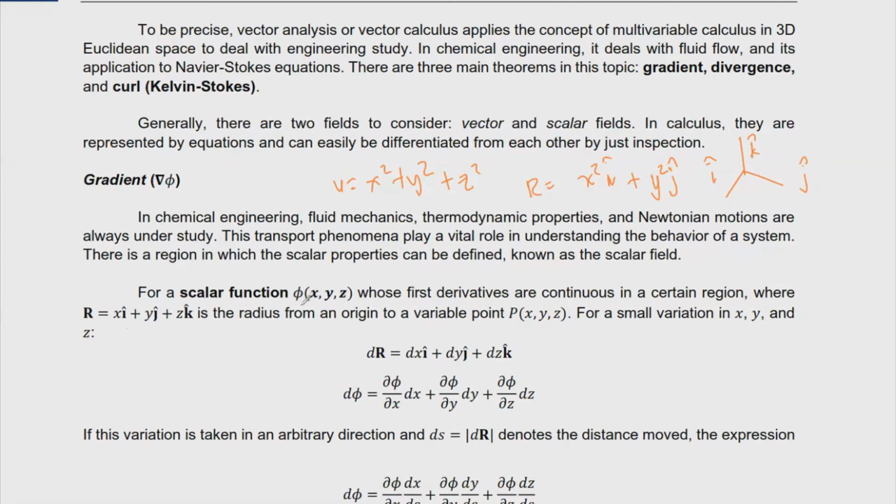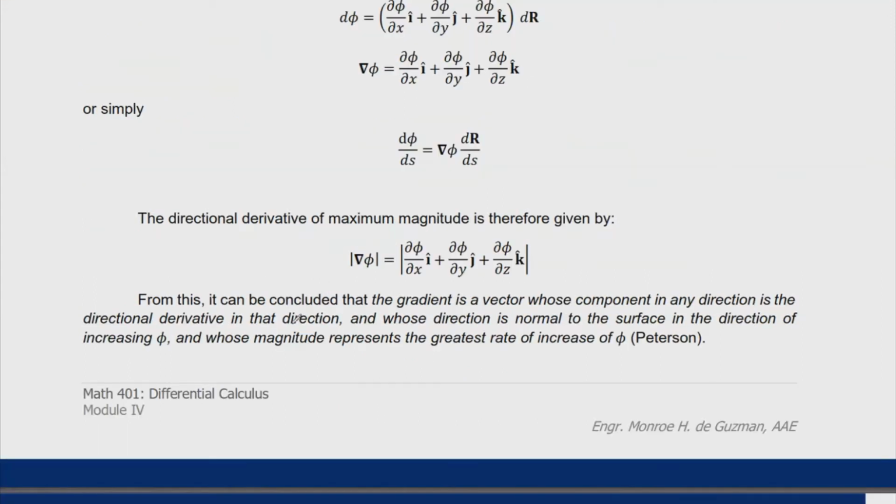Okay, so going back, what we have first is the gradient. When we talk about gradient, as stated here, this is a vector whose component in any direction is a directional derivative in that direction. This is not a tongue twister wherein you have to say direction, direction, direction. You'll understand how this works, but the idea is that, for example, if you have a 3D plane and an equation, and this is the graph of that equation.